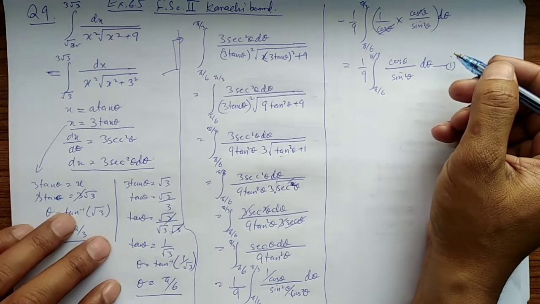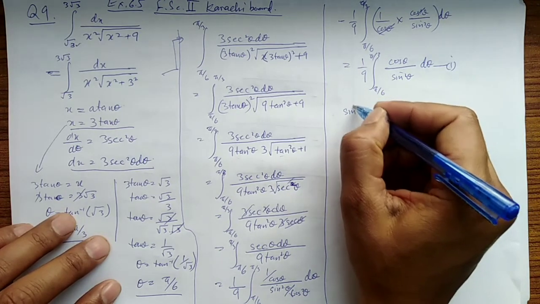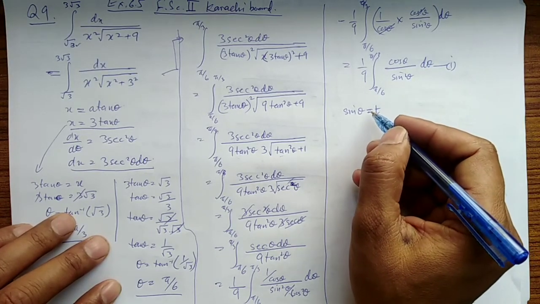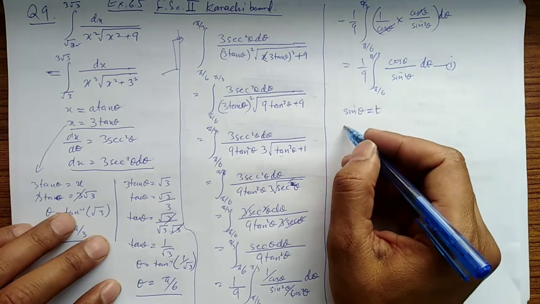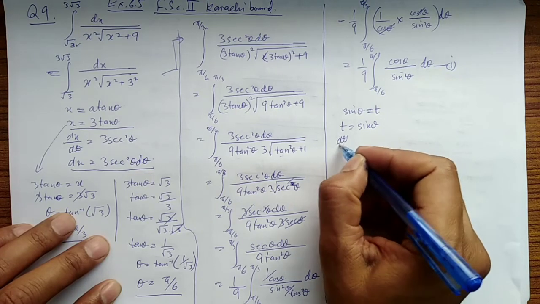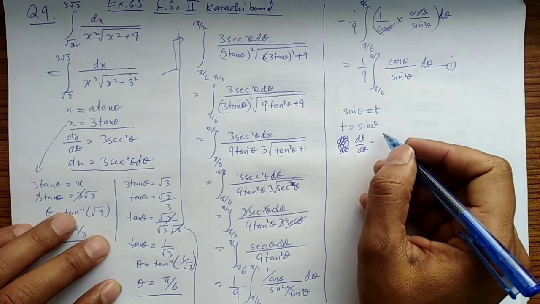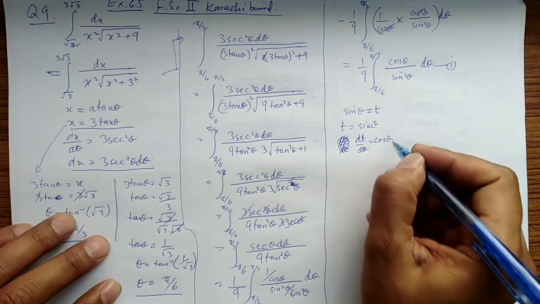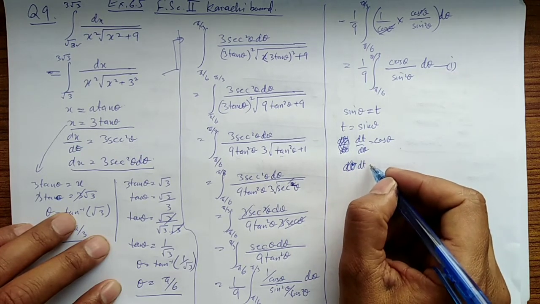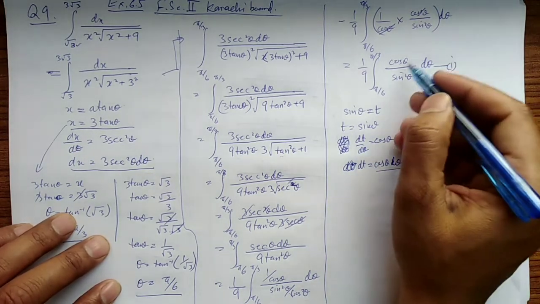Take this as equation 1. Now in place of sine, let's suppose sine theta is equal to t, right? I'm going to start another supposition. So write this as t is equal to sine theta. dt upon d theta will give us cos theta, so dt is equal to cos theta d theta. So we got this part here.